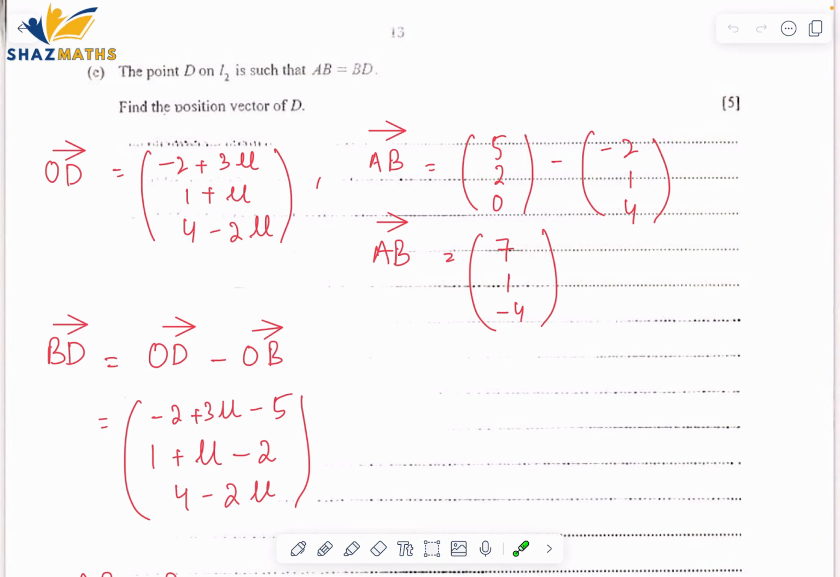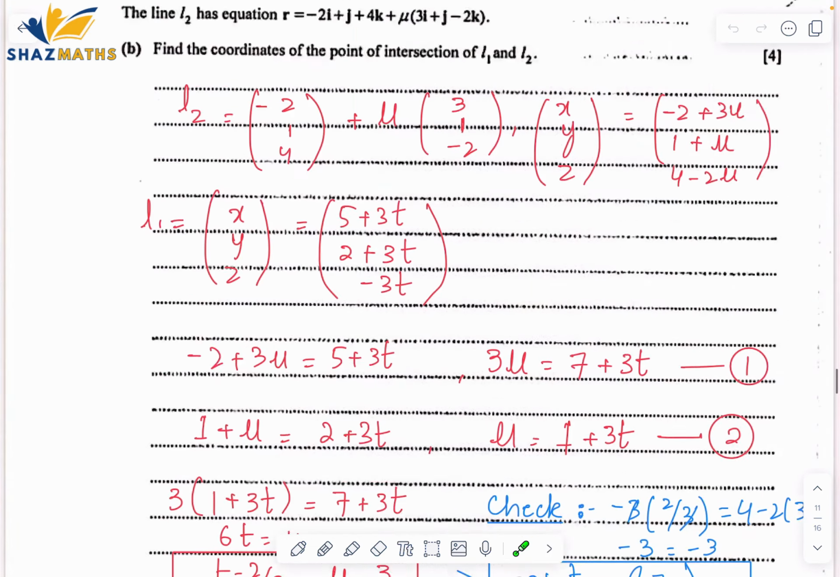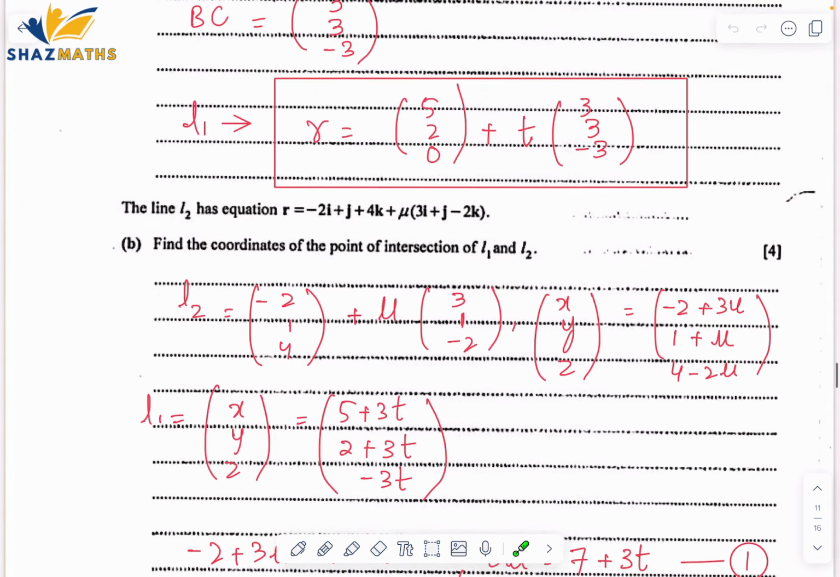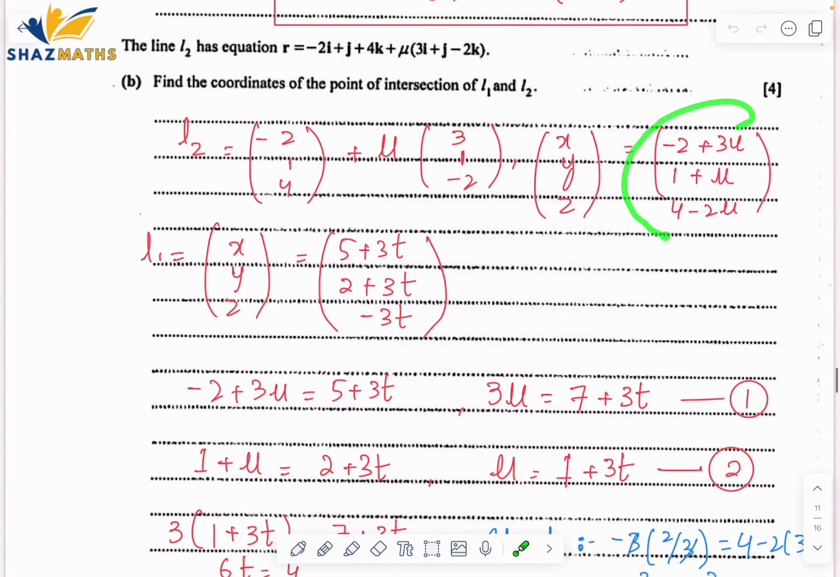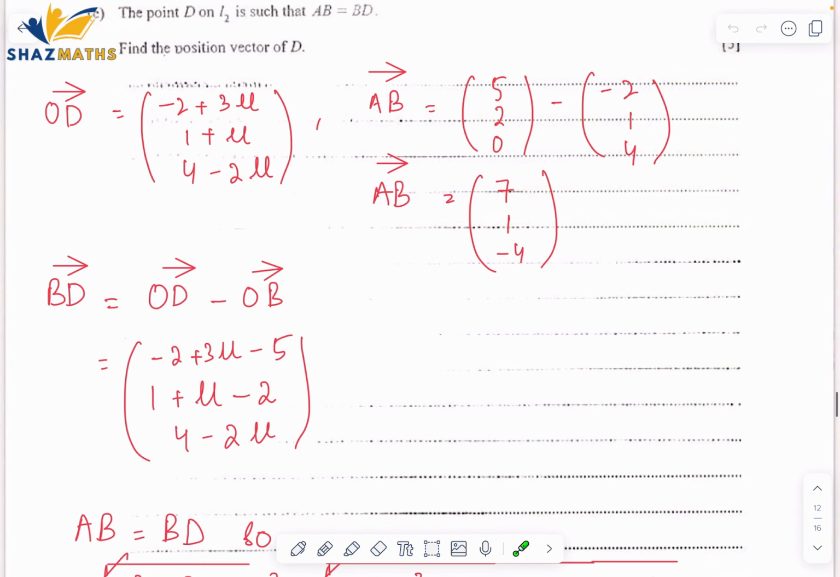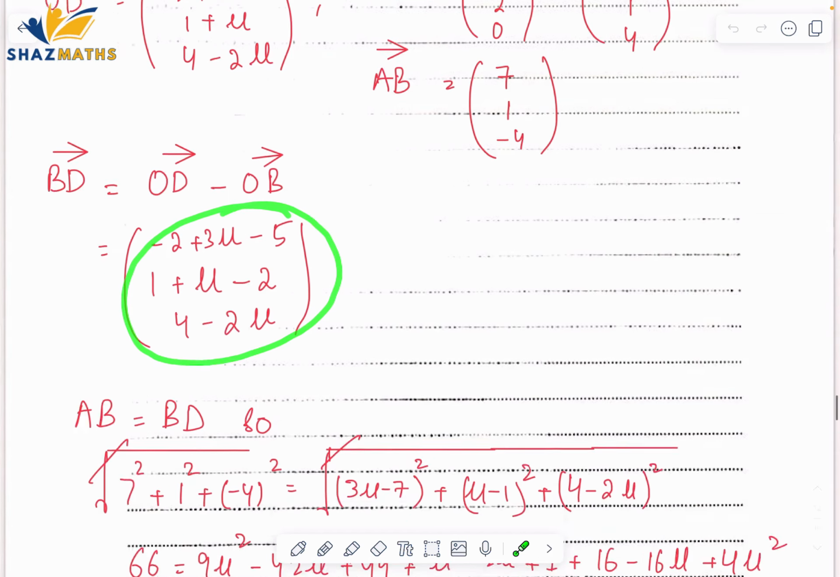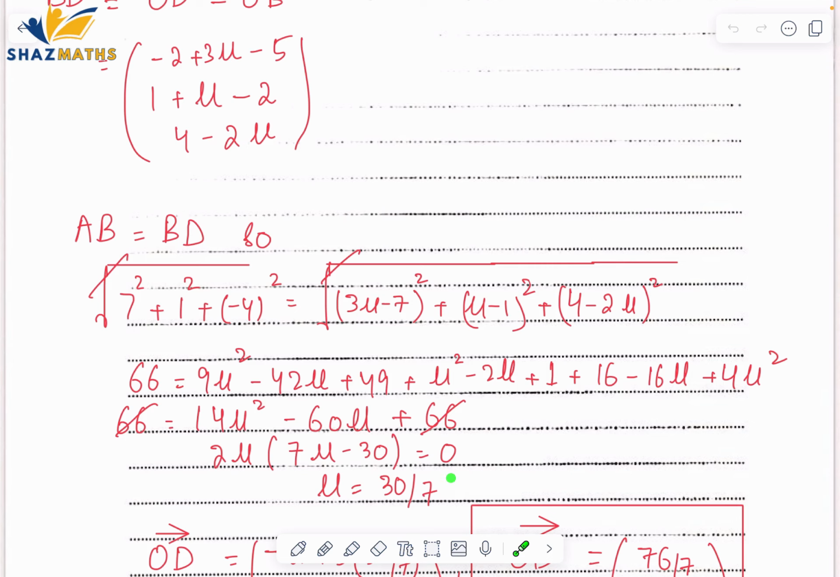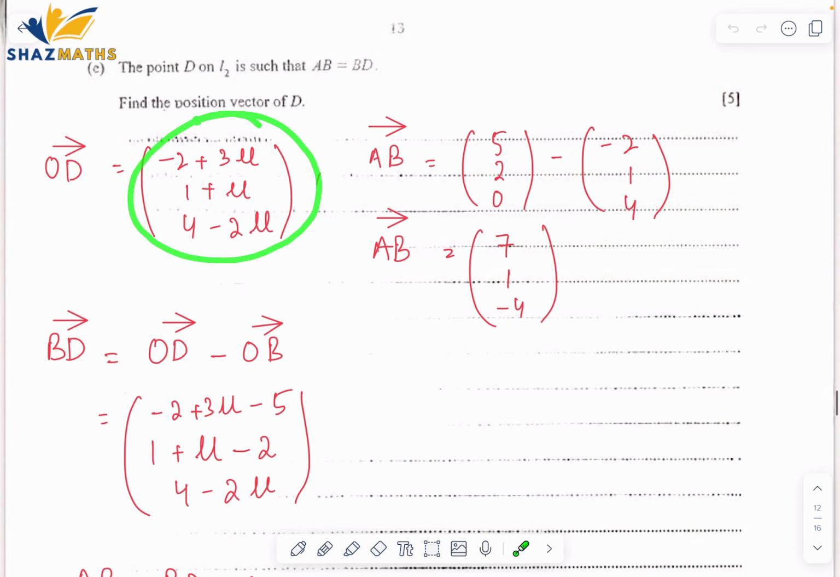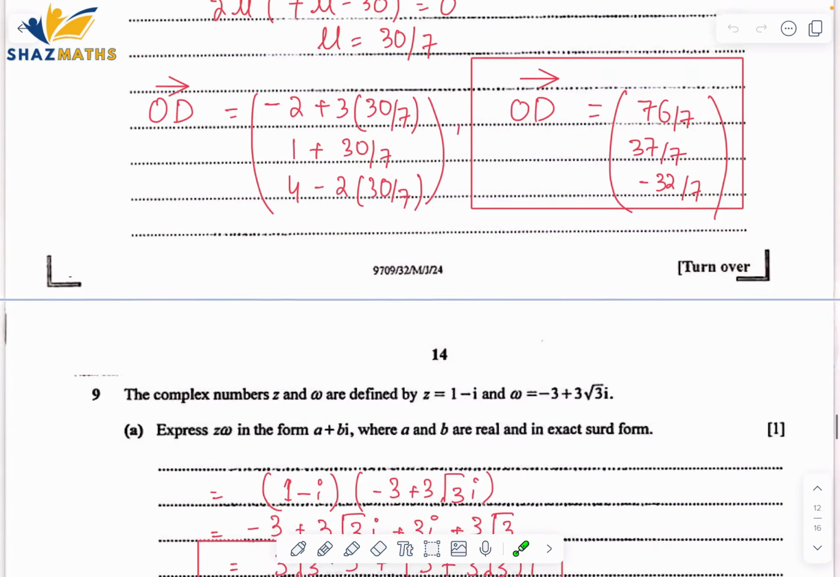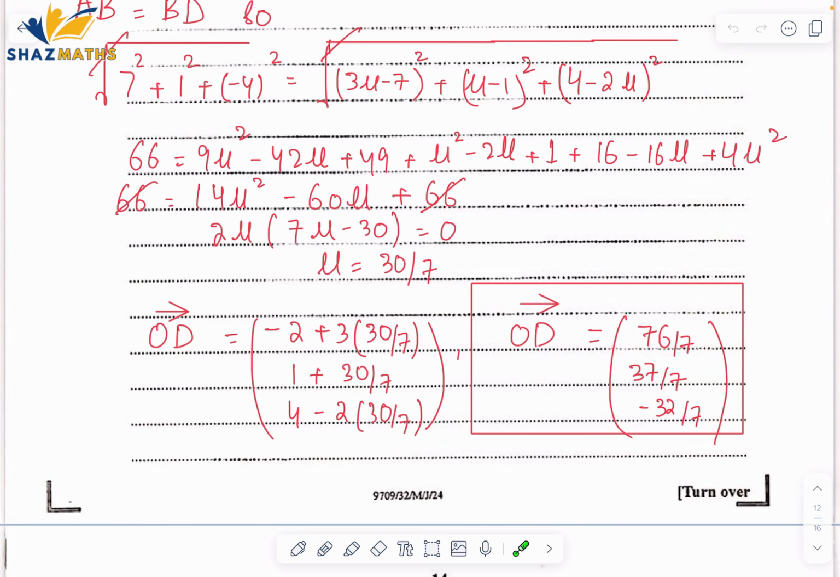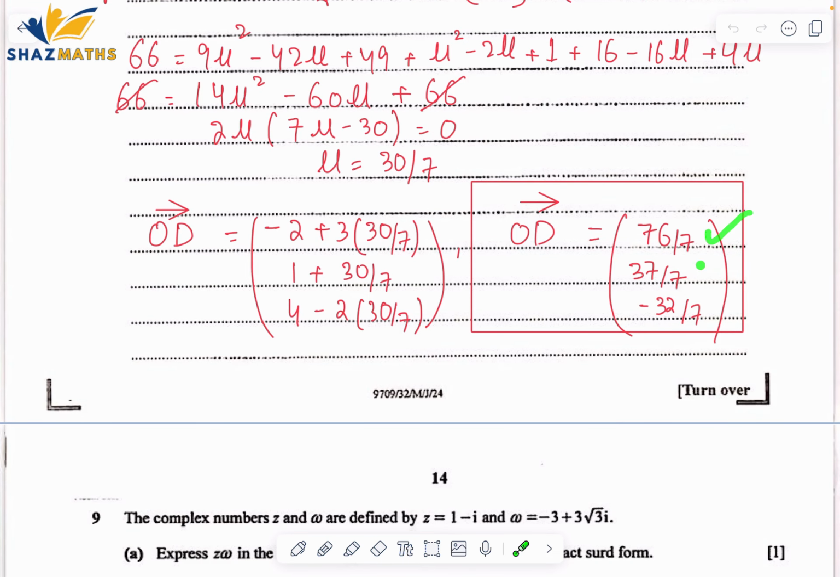The position vector of D will be, using it from the previous part, this one. So OD is (-2 + 3mu, 1 + mu, 4 - 2mu). So BD is equal to OD minus OB. We'll simplify this. We'll find the lengths of these two and we'll equate them. We'll simplify this and we'll get the answer of mu as 30 by 7. We'll put this value of mu, 30 by 7, back in this equation of OD, and our answer will be OD equals (76 by 7, 37 by 7, minus 32 by 7).